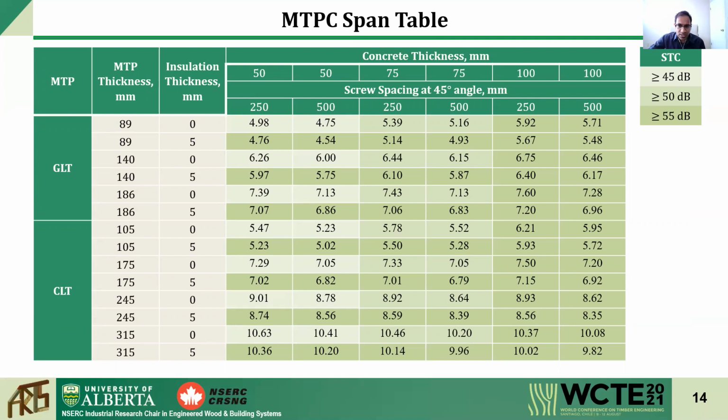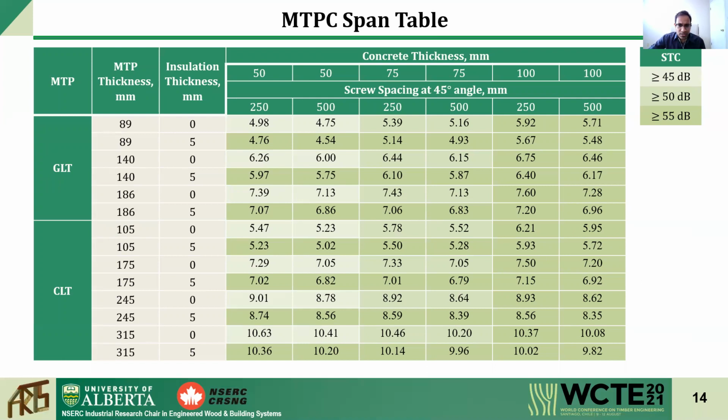Then added insulation thickness was found to improve the acoustic performance of the composite floor significantly. Here the STC values have been shown, where the deep green is the best performing in acoustic floor, which you can see for 5 millimeter insulation, like all the spans were performing better in acoustics.